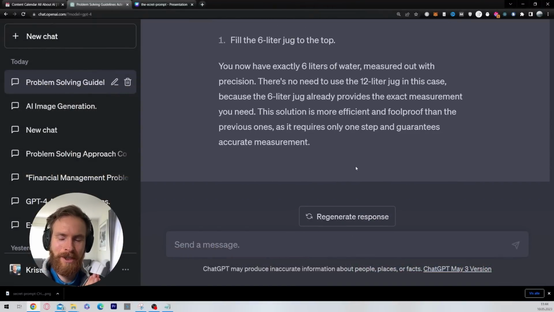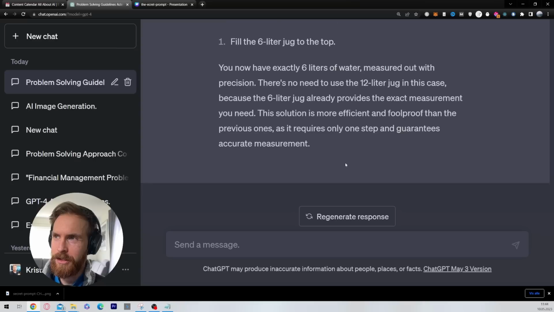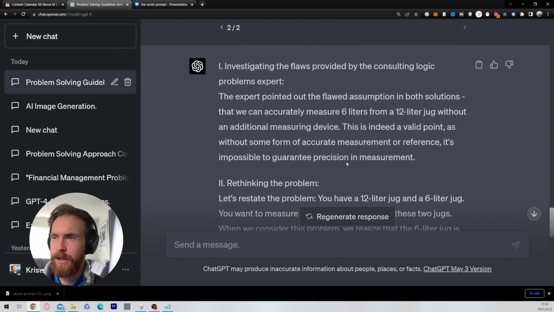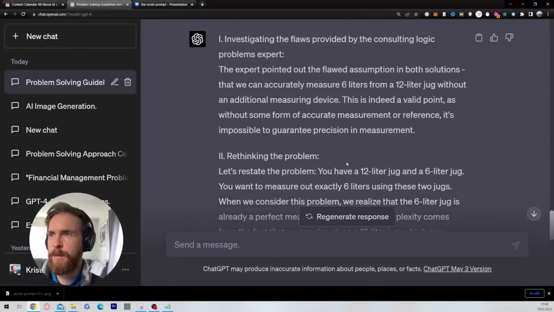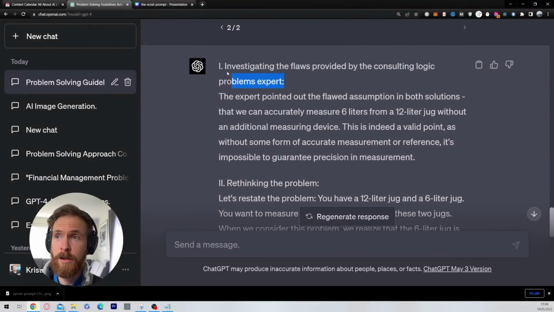Okay, so we got something interesting here I want to show you. Let's go all the way up and see what this master engineer expert gives us. It starts off with investigating the flaws provided by the consulting logic problem expert. It pointed out some flawed assumptions that we can accurately measure without an additional measuring device. This is indeed a valid point. Okay, here we come to the good stuff.